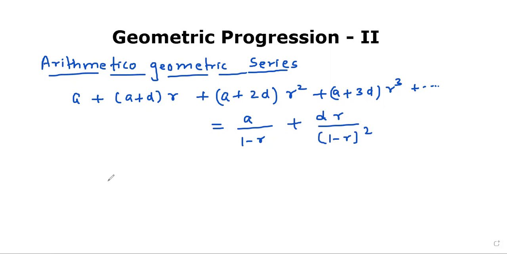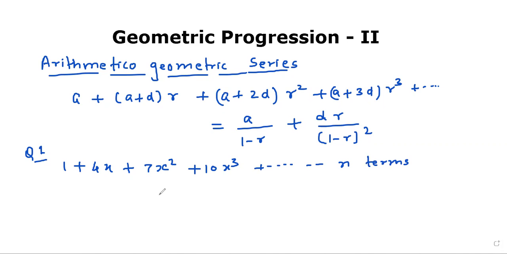Let's see one example. We are given 1 plus 4x plus 7x square plus 10x cube and so on till n terms. We have to find out the sum. Here the AP is 1, 4, 7. So clearly A equal to 1 and the common difference will be 3. And for the GP, R equal to x.